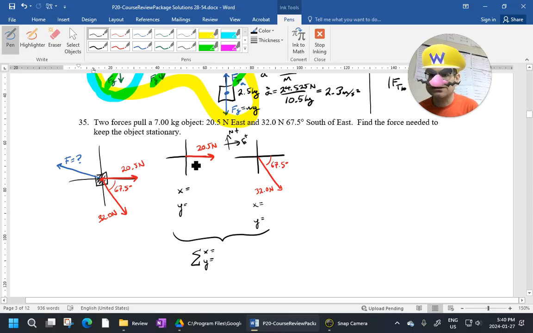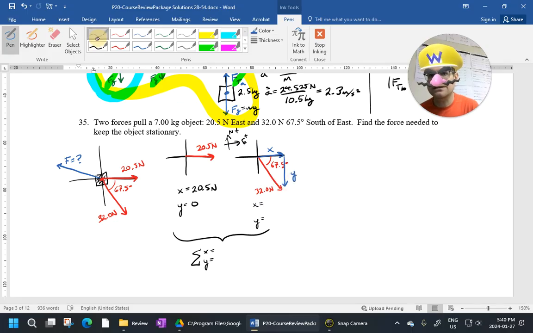So the first one's pretty easy. It's all going in the east direction, so it's all x and no y. This one here is a little bit trickier. I'm going to find those components. So what's my x component? What's my y component? You can see that the x component is a positive number, and my y component is a negative number.